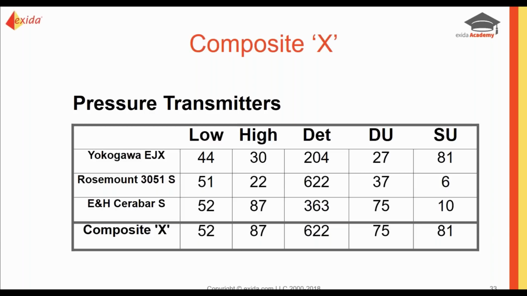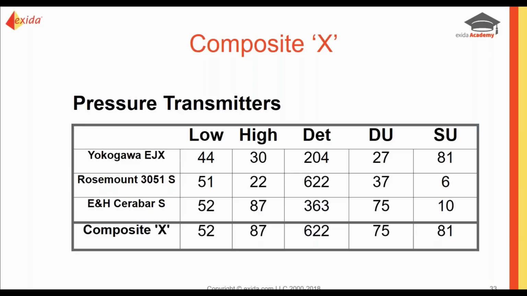So, for example, when we put our composite pressure transmitter together, let's look at the failure rates in our low category. The highest one is 52. Let's have that for our low. What about high? The highest would be 87 fits. Great. What about for the detected failures? 622 fits. Okay, let's put that down. What about for your dangerous undetected failures? 75 fits. And your safe undetected failures. Now that would be 81 fits.